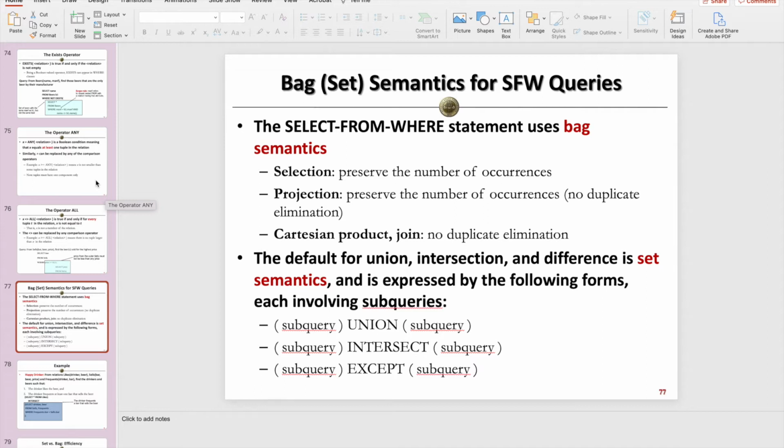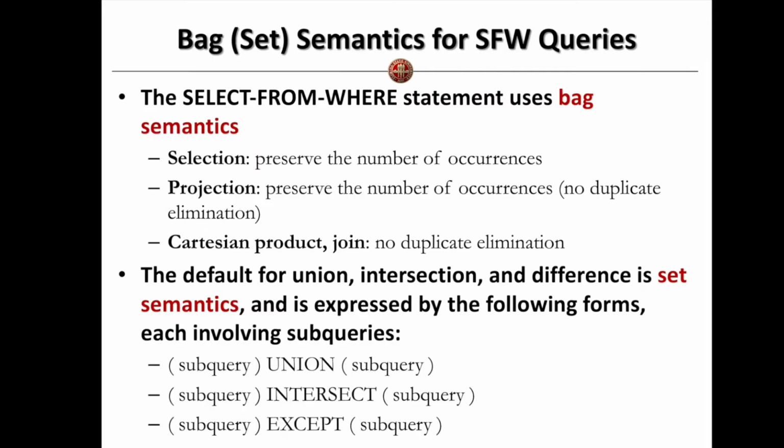Okay. Let's move to the bag and set semantics of the standard SELECT-FROM-WHERE queries in SQL, which will be discussed in detail in today's lecture. So we have two different semantics in the standard SELECT-FROM-WHERE queries. SFW denotes the standard select-from-where statements we read before. These two semantics denote the bag versus the set semantics of the standard SFW queries. The main difference between them lies in the duplicate records.